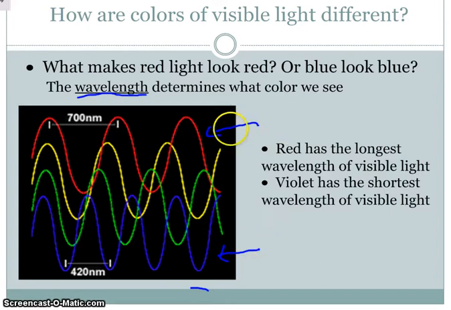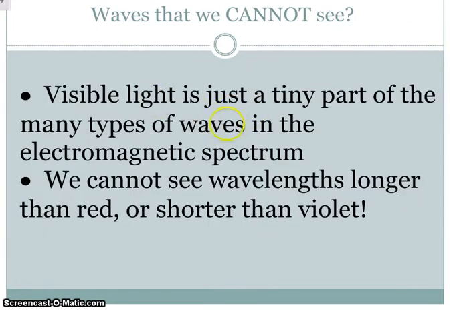So, quick recap of visible light. It's just a small part of the spectrum, but it's really important to us because it's the only part that we can see. Remember that red is going to be on one end of the visible light spectrum. Blue or violet is on the other end of the spectrum. Red has the lowest energy of the visible light, and blue has the highest energy of the visible light spectrum.